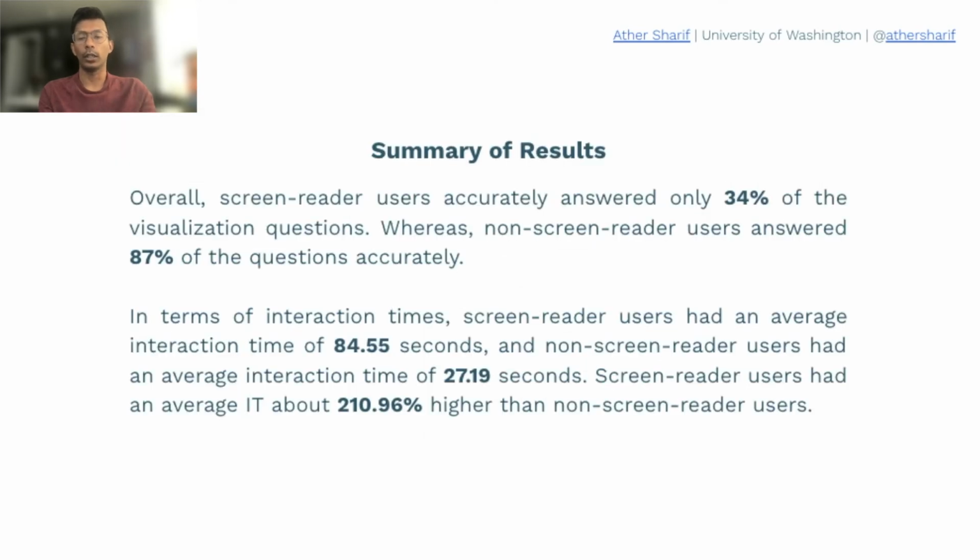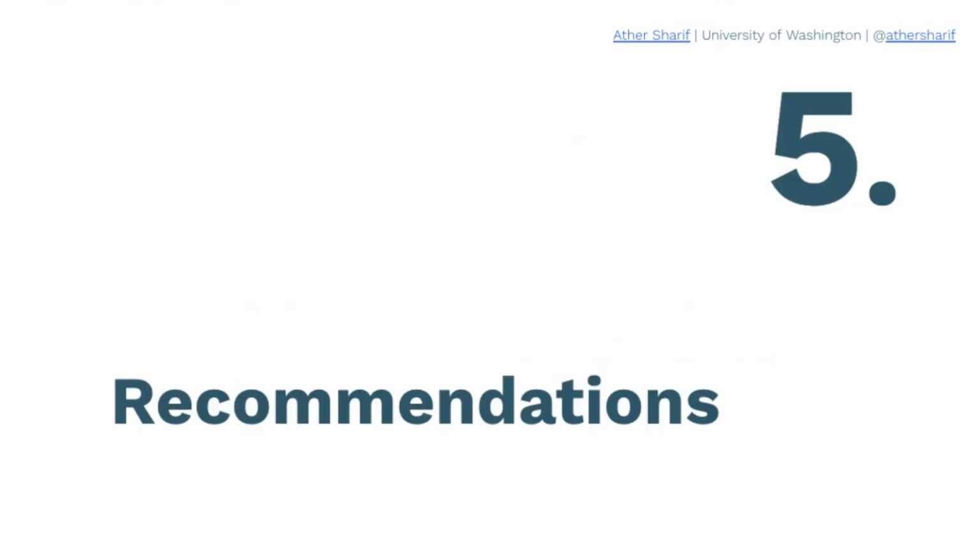We conclude that both the accuracy of extracted information and interaction times values were significantly different between screen reader and non-screen reader users. But additionally, due to the inaccessibility of online data visualizations, screen reader users were only able to answer 34% of the questions accurately and had an average interaction time of 84.55 seconds, compared to non-screen reader users who accurately answered 87% of the questions and had an interaction time of only 27.19 seconds.